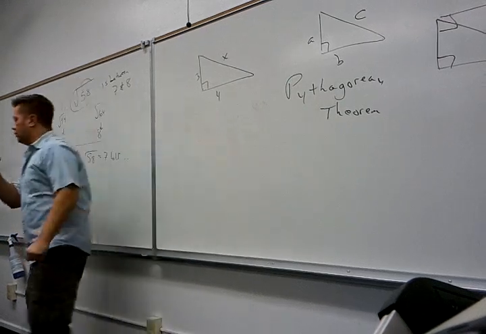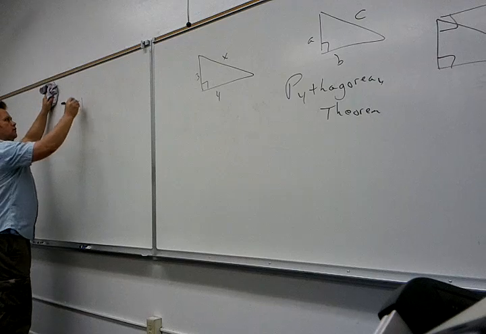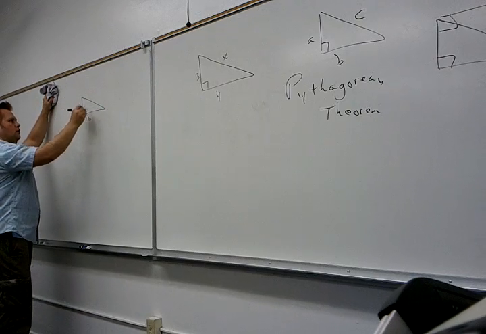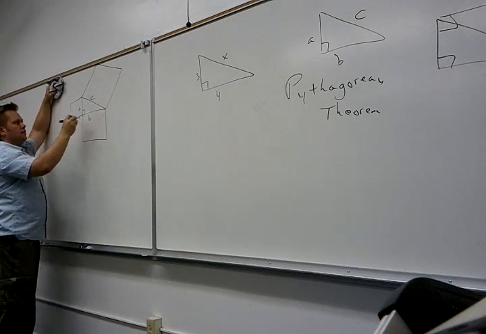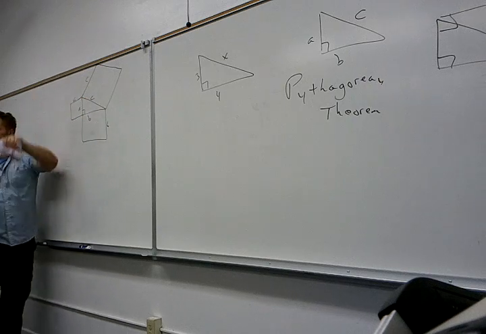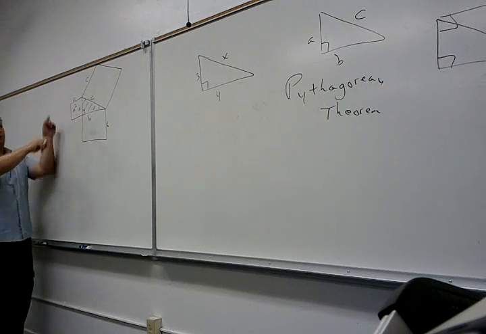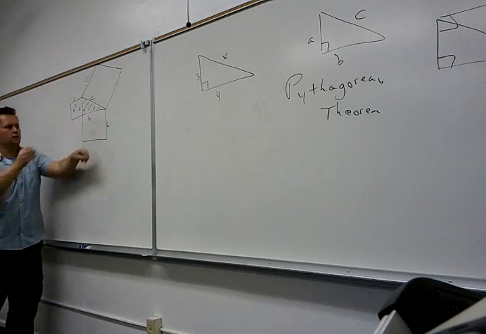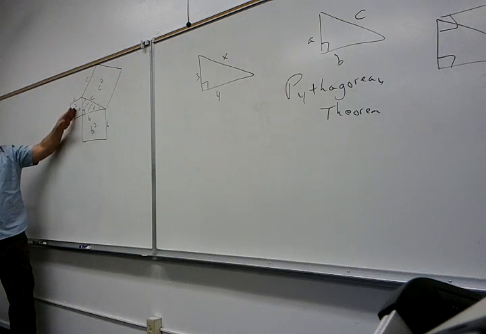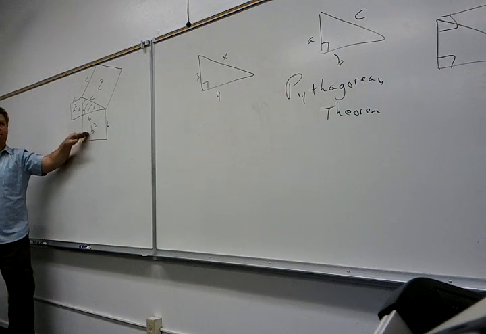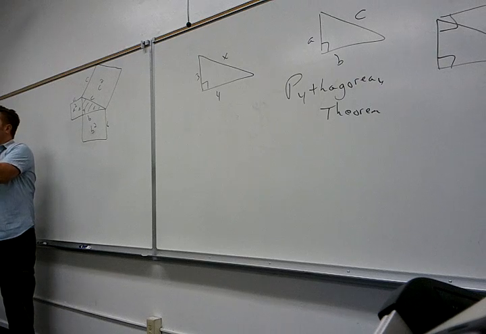So what he found out, and a really cool, not proof, but a really cool visual of this is, let me draw a little bit better. If I put a square off the side of this, a square off the side of this, and a square off the side of this. So here's my original triangle in here, right? This area would be A squared. This area would be B squared. This area would be C squared. And what Pythagoras found is that if you add the area of these two smaller blocks, they will always add to be the area of the bigger one in a right triangle. In other triangles, no. In a right triangle, it has to be.